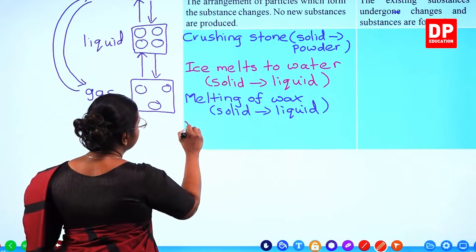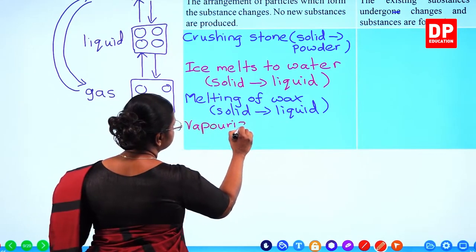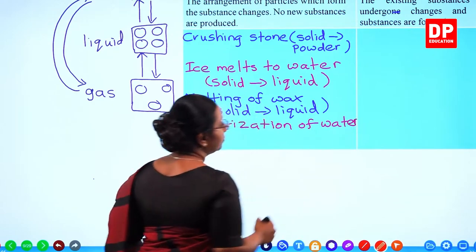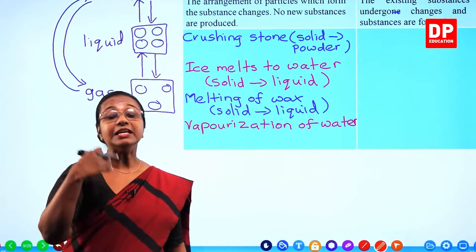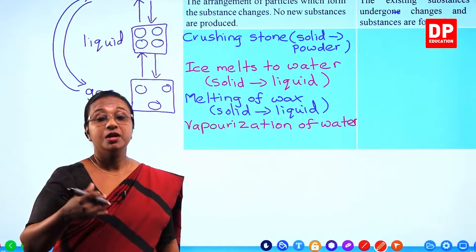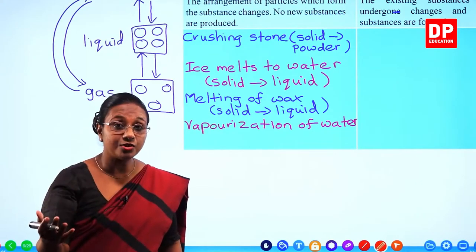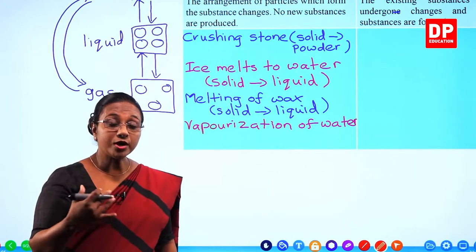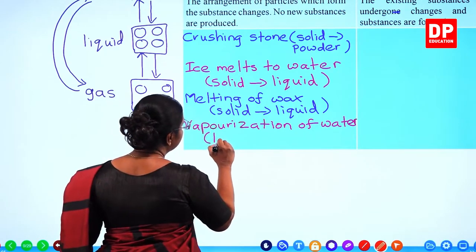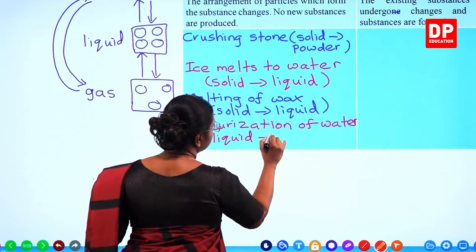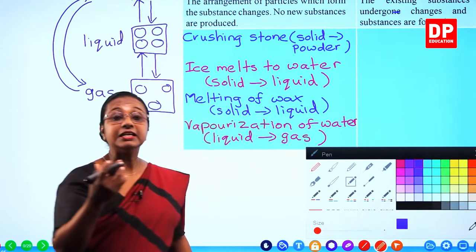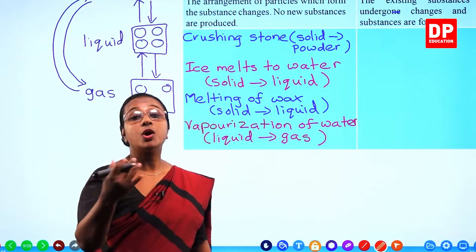Then we can consider the vaporization of water. When water boils, the liquid water is converted to steam, that is vaporization of water. Otherwise, if you spill water on the floor, at normal temperature itself, the water dries off. How does that happen? The liquid water becomes water vapor. It goes into the gaseous state. So again, liquid to gas.